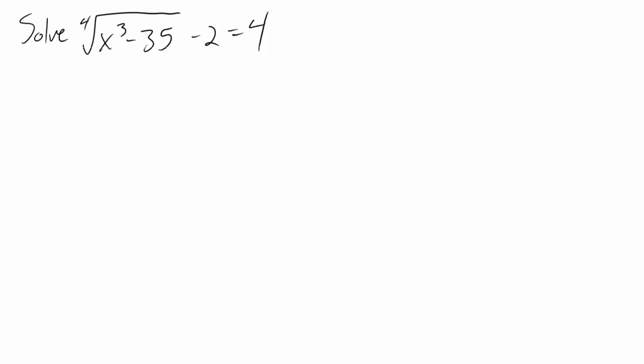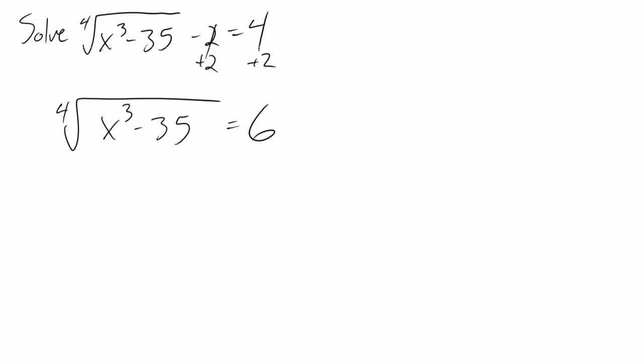We're asked to solve the equation, the fourth root of x cubed minus 35, that fourth root minus 2 to equal 4. Alright, so we're solving an equation, so we want to try to get the variables on one side and everything else on the other if we can. We'll start off by moving the 2 over. So we add 2 to both sides, and we get the fourth root of x cubed minus 35 to equal 6.